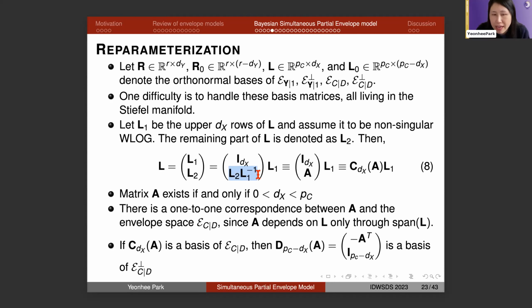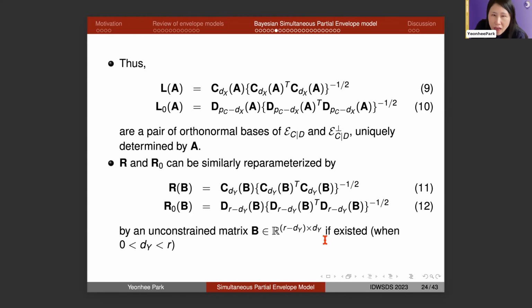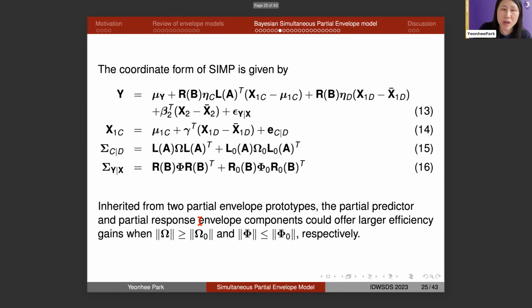So if C of A is the basis of the partial predictor envelope, then D of A, having this form, is a basis of the orthogonal complement of the partial predictor envelope. So we have the form for the bases L and L0. And as you could see, those bases are uniquely determined by the matrix A. Similarly, we could reparameterize R and R0, and they are determined by the matrix B, so that we have the coordinate form of the proposed method.